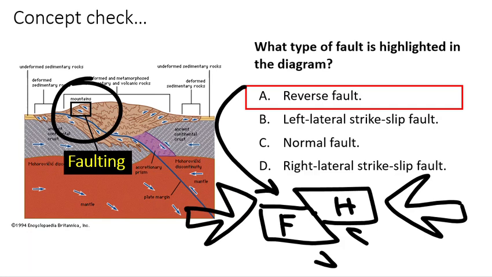And remember that a reverse fault is simply a type of dip-slip fault. So the motion along the fault is parallel to the dip of the fault plane. And for it to be a reverse fault, the hanging wall has to move up relative to the footwall.